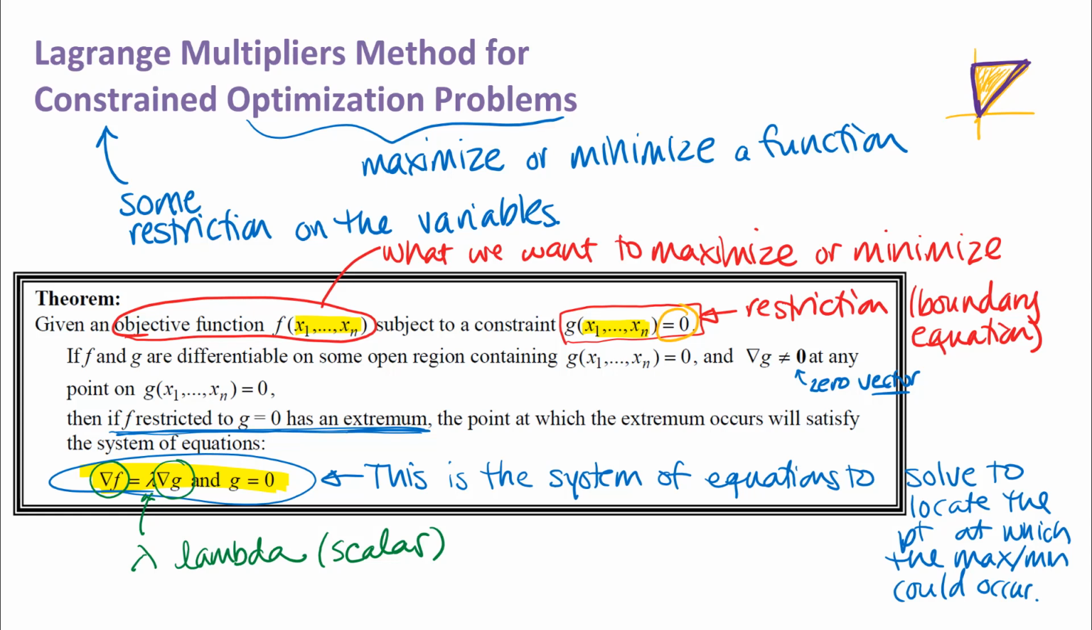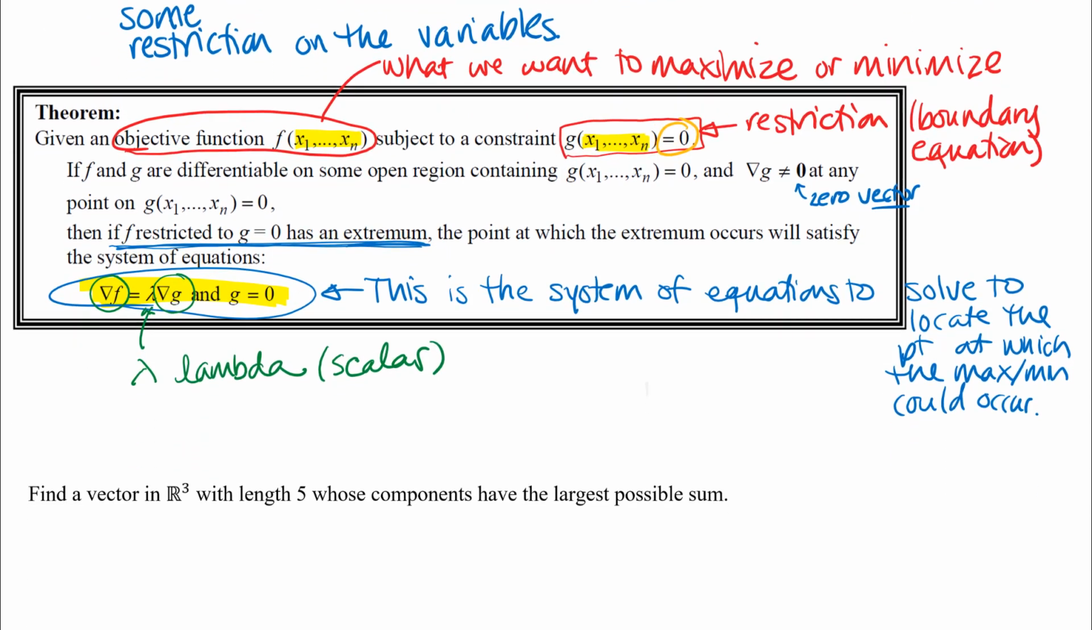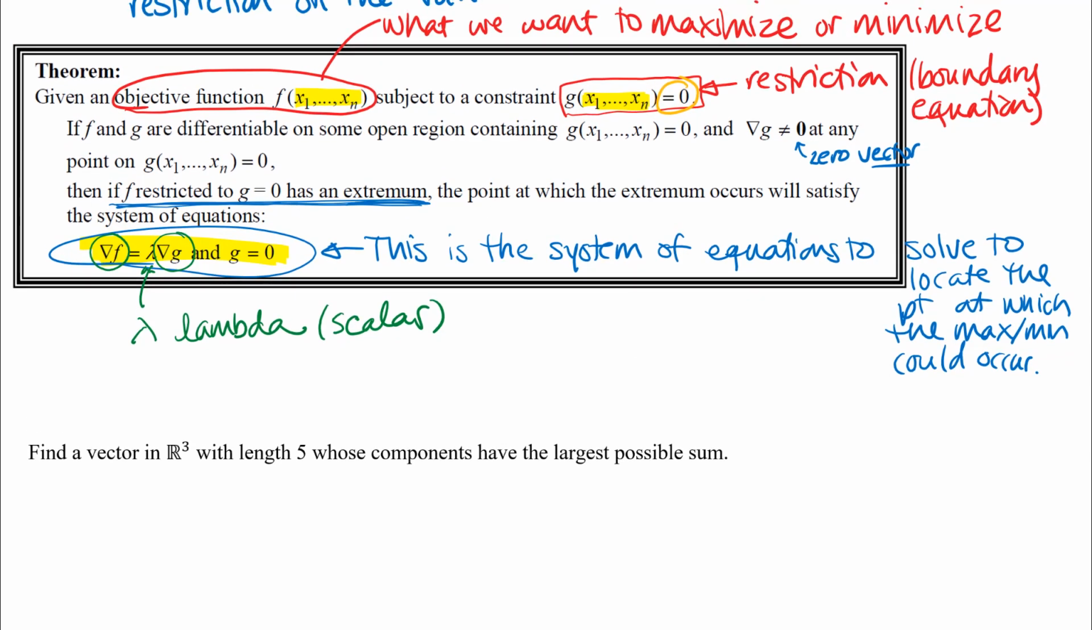All right, I'm going to scroll up a little bit here and we're just going to look at an example. I'm not going to actually solve this example in this video, but this is an example that I'm going to solve in a later video, just so we can kind of get a feel for what these problems look like. This is a pretty simple one. We want to find a vector in R3, so we're going to have three variables, maybe we'll call them x, y, and z, with length 5. This is our restriction or our constraint, and the components should have the largest possible sum. So this is what we want to maximize. This is our objective function.